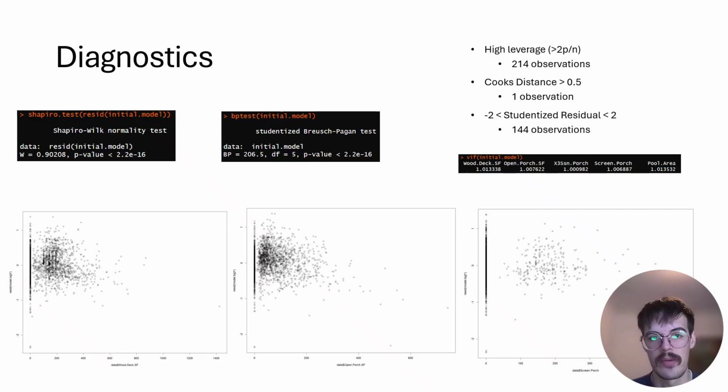Influential points were identified with 214 observations having high leverage, 1 observation having high Cook's distance, and 144 observations having large studentized residuals. Variance inflation factors were calculated to look for multicollinearity between predictors. The low values indicate that multicollinearity is not an issue. Lastly, the predictor by residual plots were observed for curvature. In the first 2 residual plots, you can see strong curvature for wood deck square footage and open porch square footage. There appears to be slight curvature in the residual plot for screen porch.